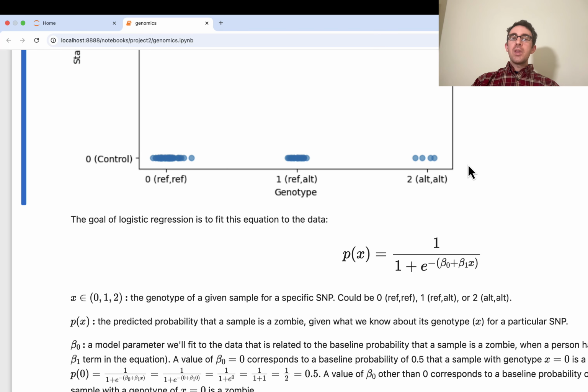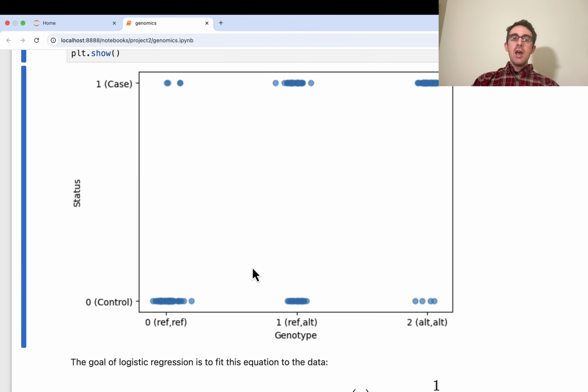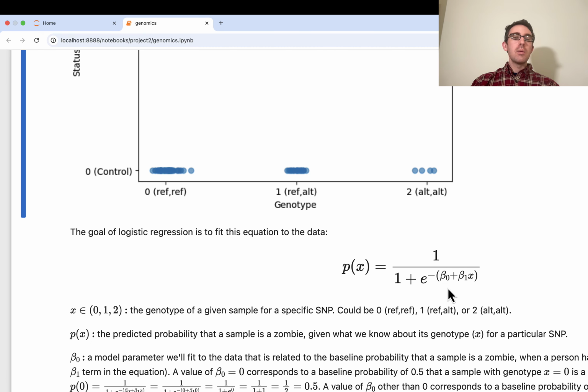And by the way, in this plot, we can already see that it looks like the genotypes of 1 and 2 make someone more likely to be a case, but this could be going in the opposite direction too, just so you know. It could be the case that for a particular SNP, having 1 or 2 copies of the alternate allele makes someone less likely to be a case. So it could be that the pattern is reversed, where maybe the genotype of 0 is more likely to be a case and the genotype of 2 is less likely to be a case. So the pattern could go in either direction.